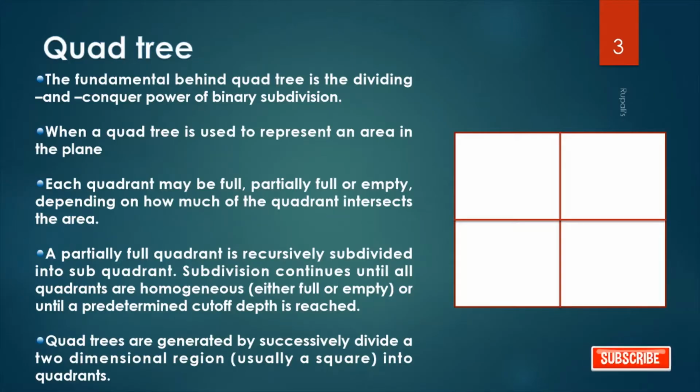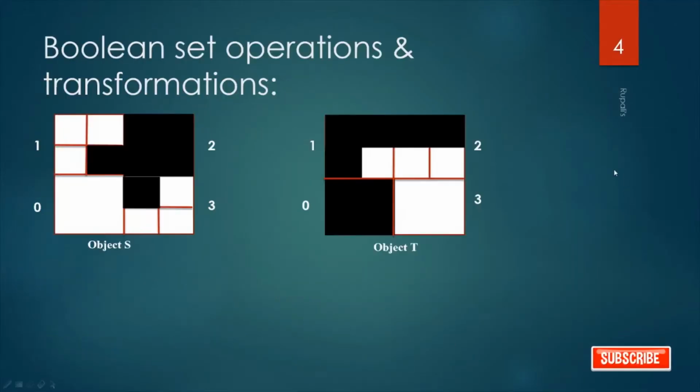Quadtrees are generated by successively dividing a two-dimensional region, usually a square, into quadrants. We will see the example, then it will be more clear. Now, Boolean set operations and transformations. See, this is object S. This quadrant, the 0th quadrant, is empty. Quadrant number 1 is partially full, so you have to divide it again.